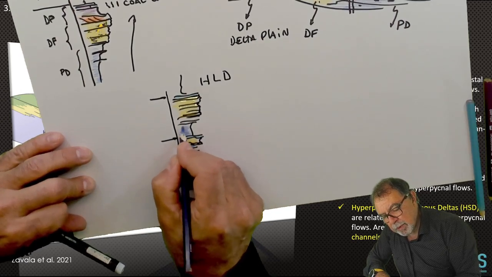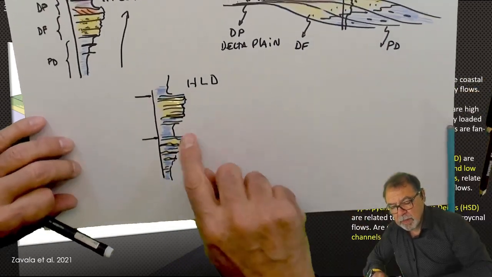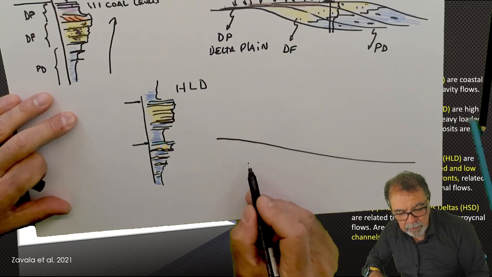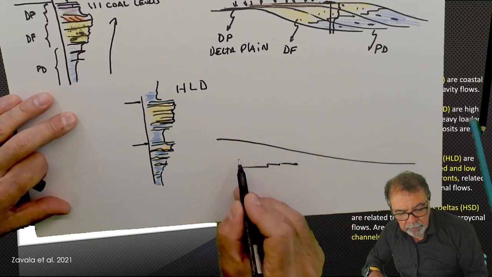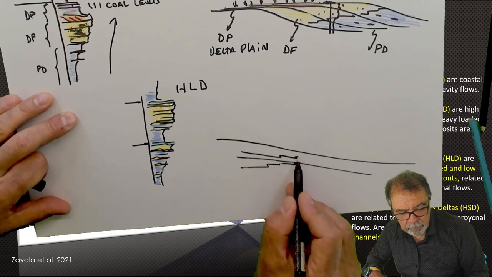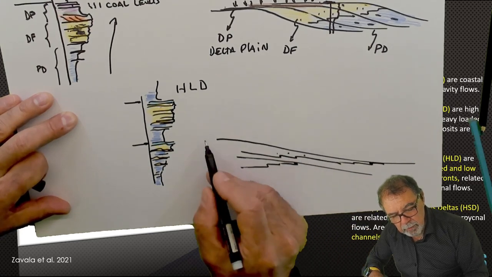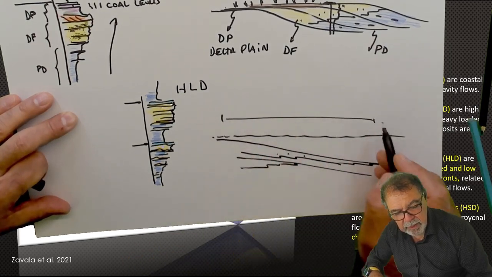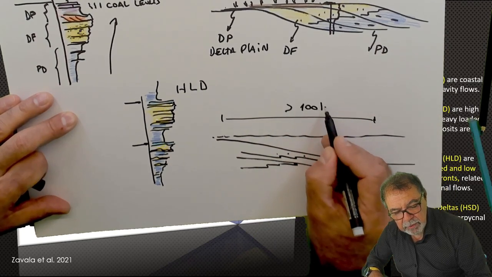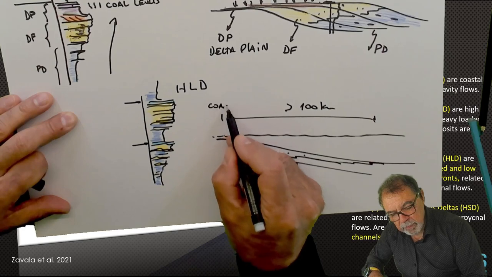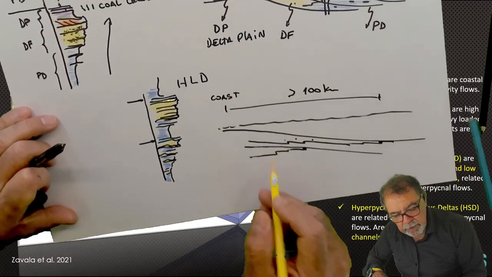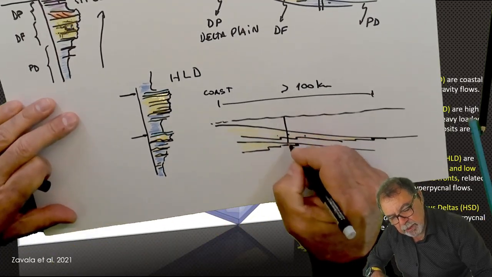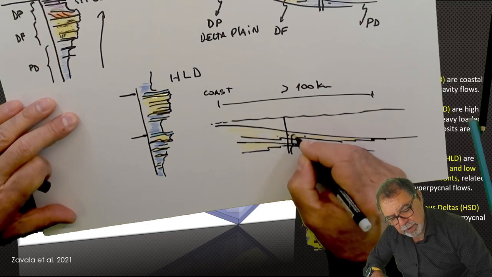So in hyperpycnal littoral deltas, this is the reason: we are very far from the coast, so you have this kind of progradational system. But the coast is very far, so these deltas can extend more than 100 kilometers from the coast. If you see a vertical succession, you will see several coarsening upward cycles.